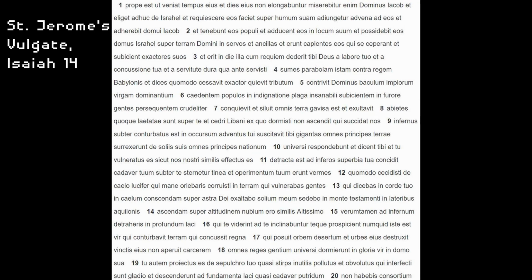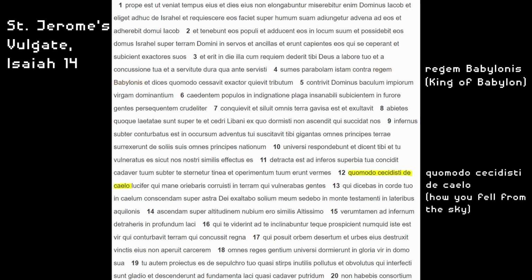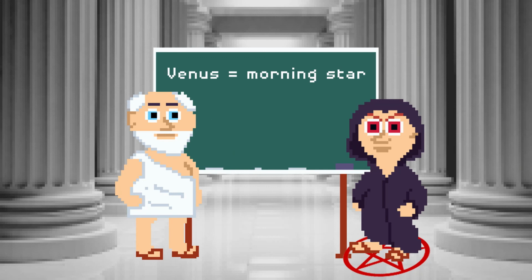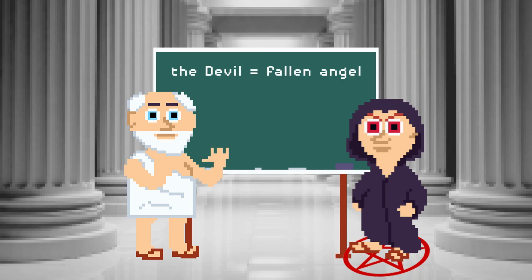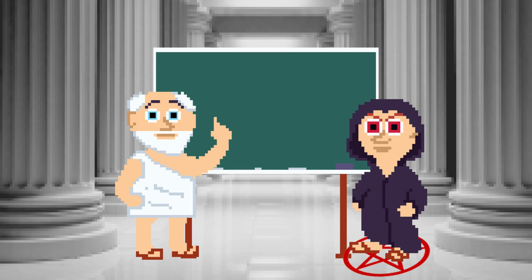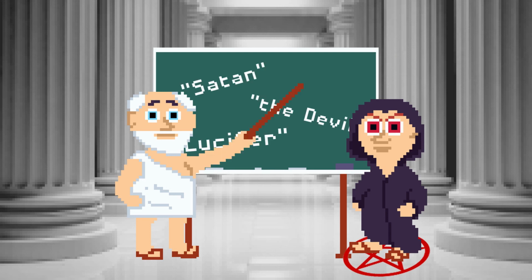It's unambiguously talking about the king of Babylon, but since it mentions him falling from the heavens in disgrace, this passage has become associated with the Christian tradition that the devil was a fallen angel of God. So the word Lucifer has become attached to the devil, even though there's no such explicit link anywhere in Christian or Jewish scripture. So there you go, 3 words for the devil.